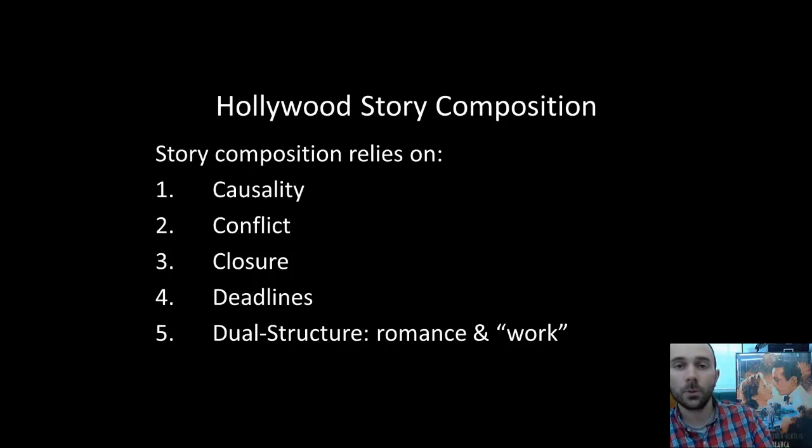The second D is dual structure. Typically, Hollywood plot is organized around a romantic plot line, so-called topic A in Hollywood lingo. Conventionally, this will revolve around a heterosexual couple. A second plot line will involve work. Now, work does not necessarily mean the occupation of the character, but it's whatever work needs to be accomplished in the film.